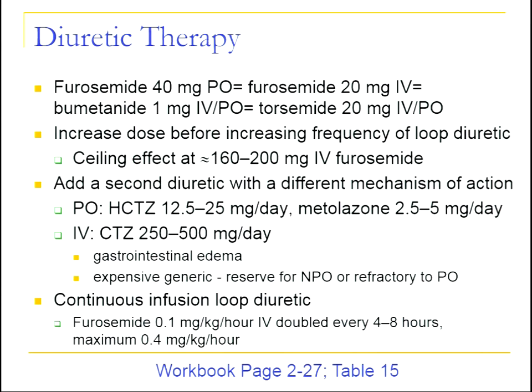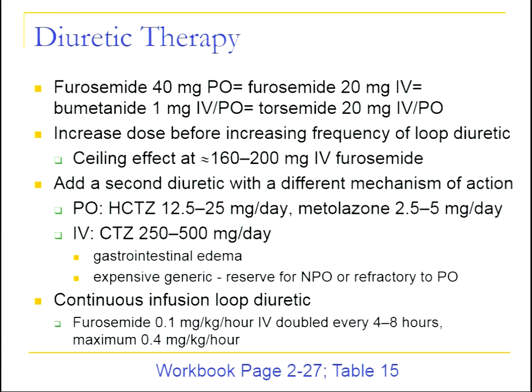Loop diuretics, particularly the one that I see most commonly, Lasix, will have a ceiling effect. We very rarely go over 120 milligrams because you don't get more benefit, but you get more risk for adverse events when you go above and beyond that. We typically will go to a second diuretic if we can't control their symptoms with 120 milligrams of Lasix.